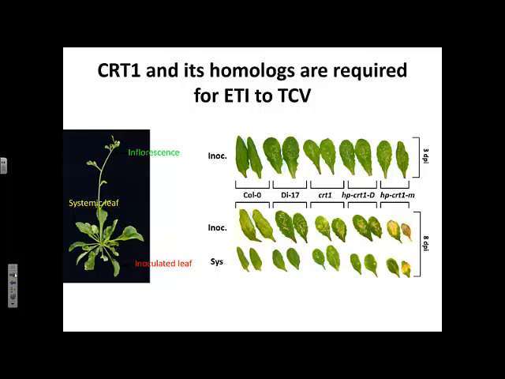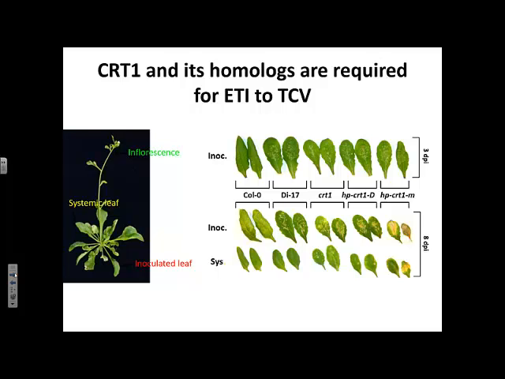So here we can see Columbia 0, that's another ecotype that is susceptible to Turnip crinkle virus. And Di-17, as I indicated earlier, because it has HRT, it is a resistant ecotype. In Di-17, you can clearly see there is a tiny little spot that is a hypersensitive response due to the resistant response. And if you let it go a little longer, you can clearly see the Columbia now beginning to develop callose.